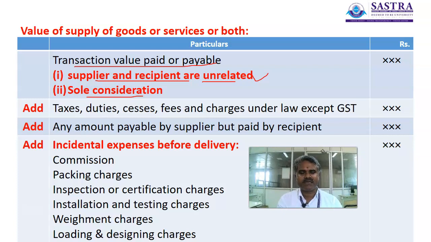So supplier and recipient are unrelated, sole consideration, and add any taxes, duties, cesses, fees and charges under law except GST. At the time of sale, if you pay any tax except GST, it should be added to the transaction value.